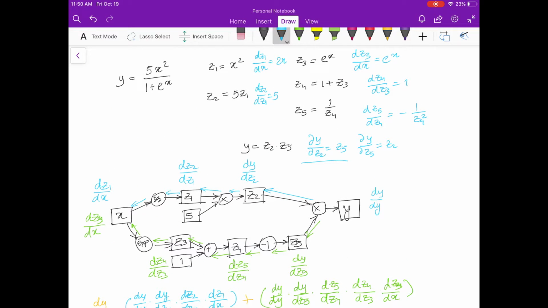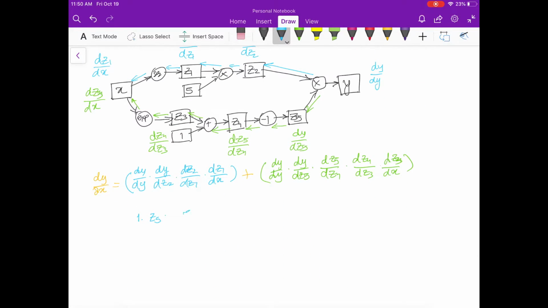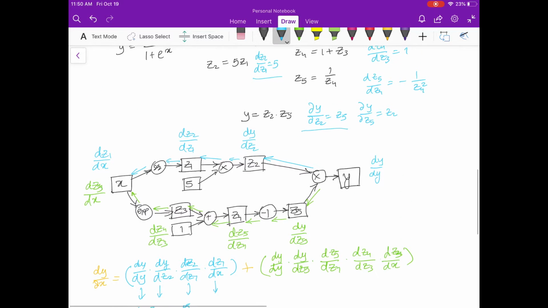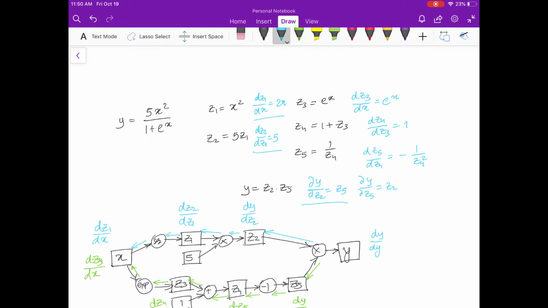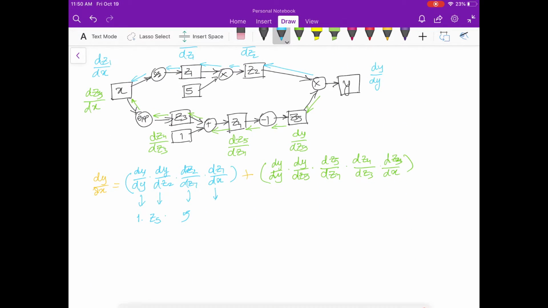dz2/dz1 is simply 5, right? So these are all the substitutions we're doing. And dz1/dx is simply 2x. So this is the first part of the equation.